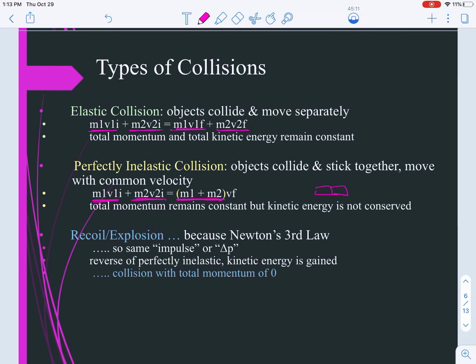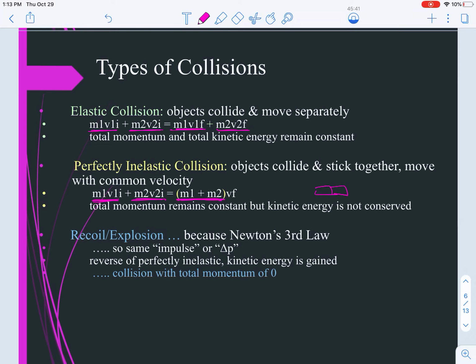Now it says here that the total momentum remains constant for all collisions. Momentum is conserved, so that total value is going to remain constant. But our kinetic energy is no longer conserved. If we just think about what is happening in the actual real life event, it makes sense that we are going to lose some of our energy. Some of that energy is going to be used in the process of coupling these two objects together.